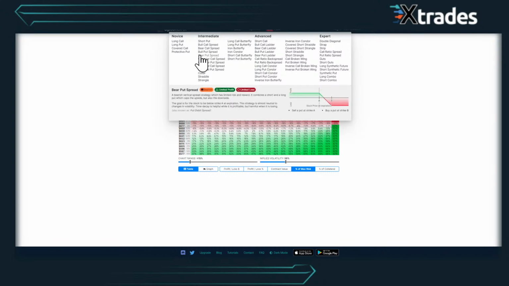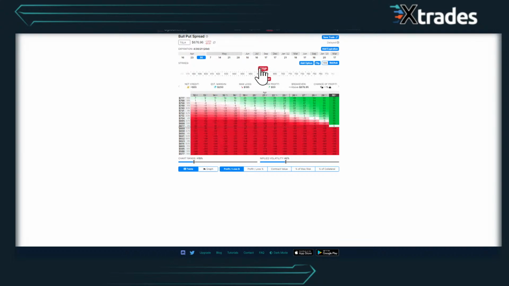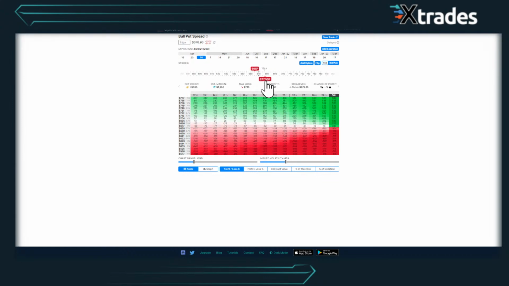Let's flip this around because I'm actually going the other way, right? So I want a bull put spread because I'm actually bullish on it, right? So if I get 665 and 670, let me refresh this just to make sure that it's current prices at market close.